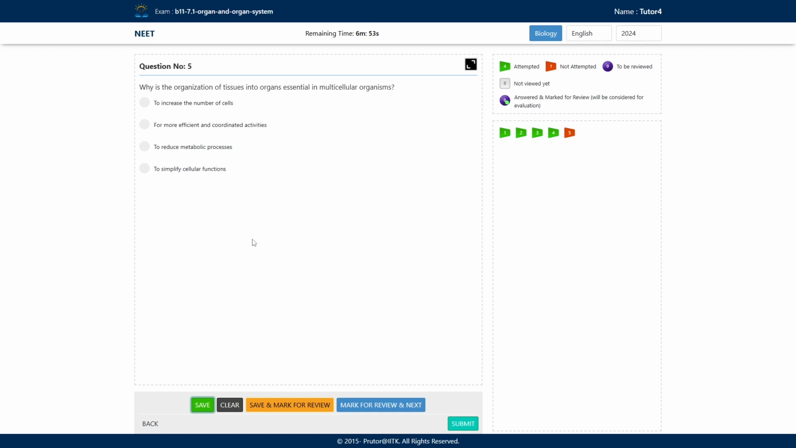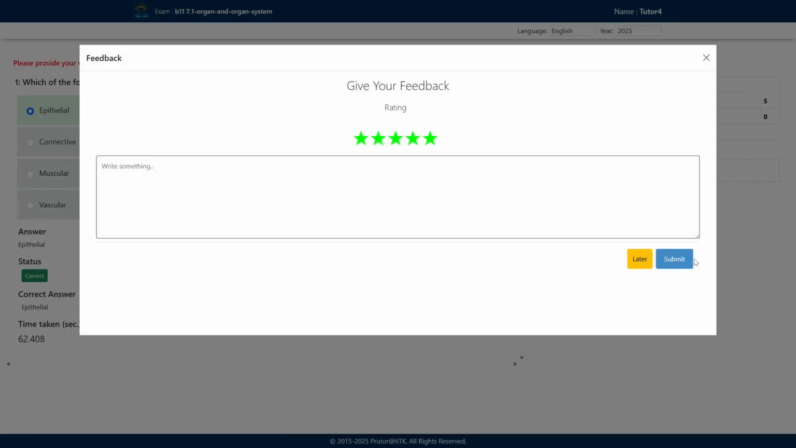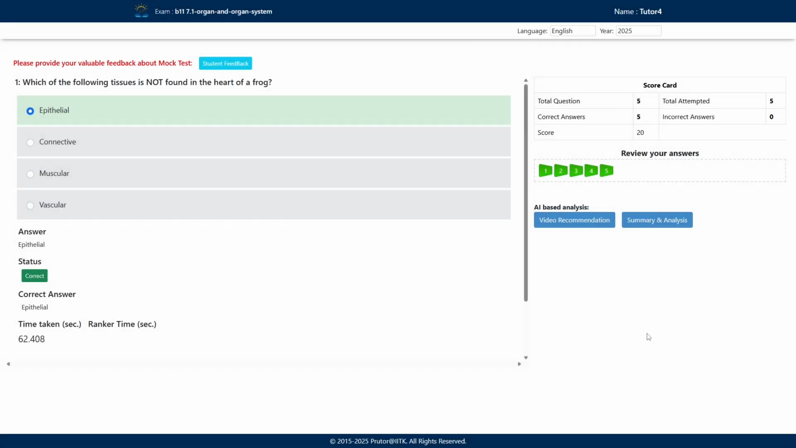And why is the organization of tissue into organs essential in multicellular organisms? A. To increase the number of cells. B. For more efficient and coordinated activities. C. To reduce the metabolic processes. And D. To simplify cellular functions. So organization of tissue into organs is essential in multicellular organisms because they become more efficient, right? And they can do more coordinated activities. So this is the correct answer. We will save it, submit the test, and see the result. Okay, all our answers are correct.